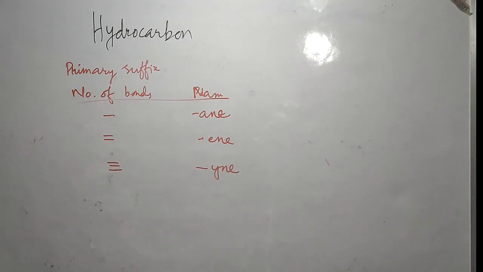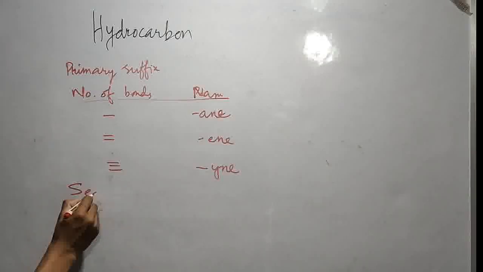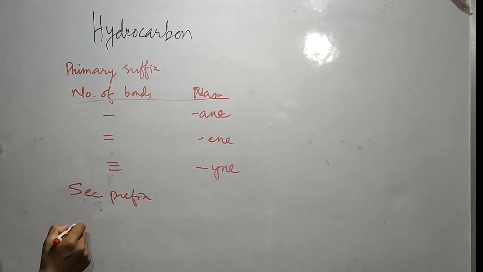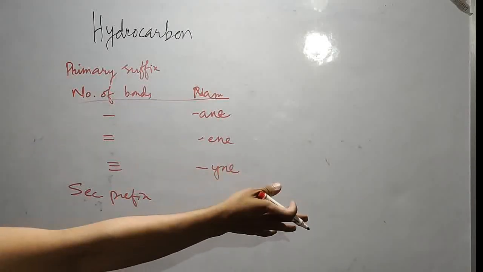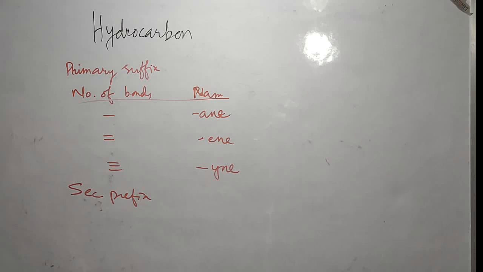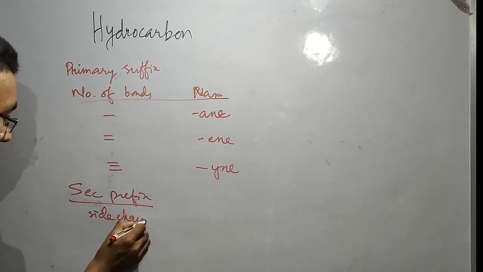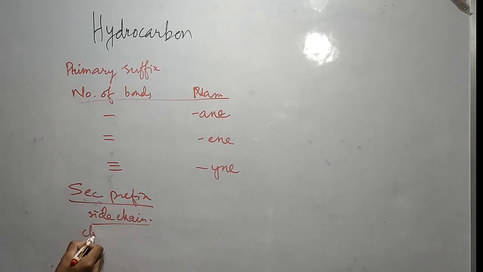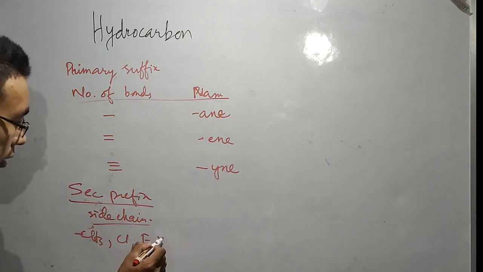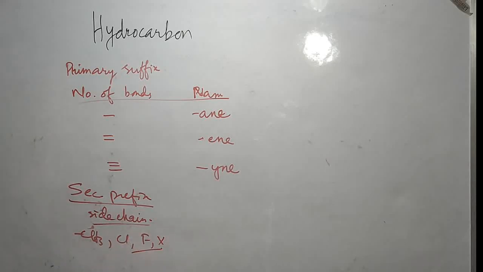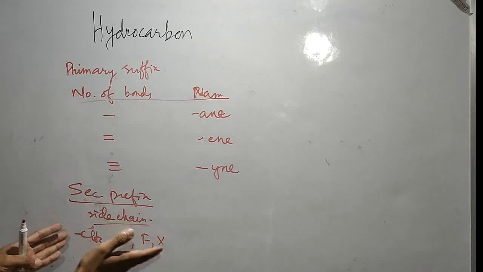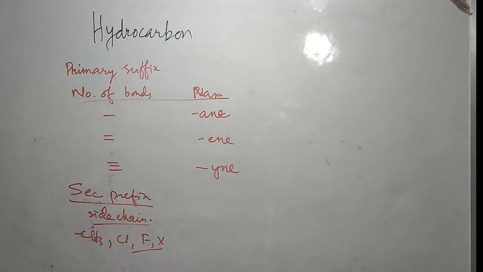Then there is another one, that is secondary prefix, okay. I have said already that the secondary suffix is for the functional group. Now the secondary prefix is for any side chain, okay, any side chain. It can be methyl, CH3, it can be Cl, F, or any other halogen atom. Sometimes when two functional groups are present, one functional group can even be considered as a side chain, okay.